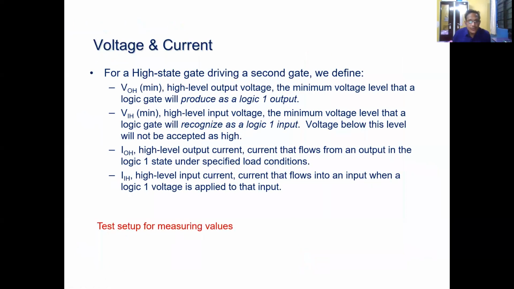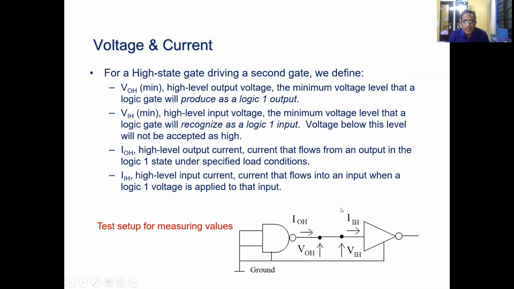As I said earlier, this is called VOH, VIH. Then the same way I can define the current parameters. So IOH, the high level output current, is the current that flows from the output in the logic 1 state under the specified load condition. I will cover that point. So this is nothing but IOH, just like VOH. IIH, the high level input current, is the current that flows into the input when the logic 1 voltage is applied at the input of the particular gate. I will cover that point.